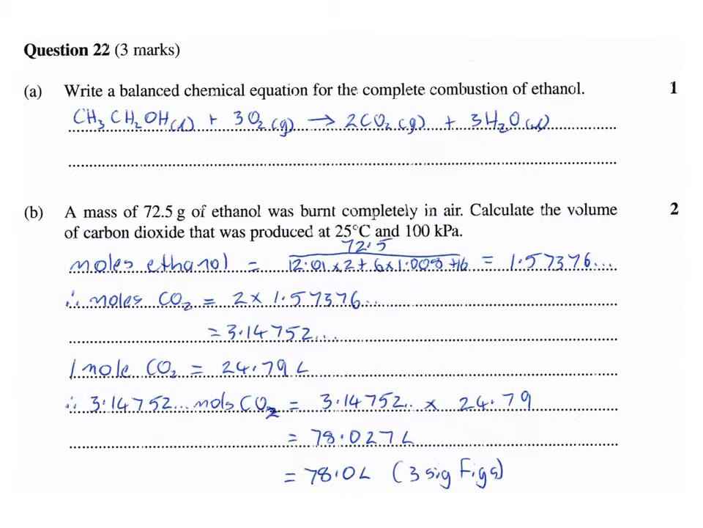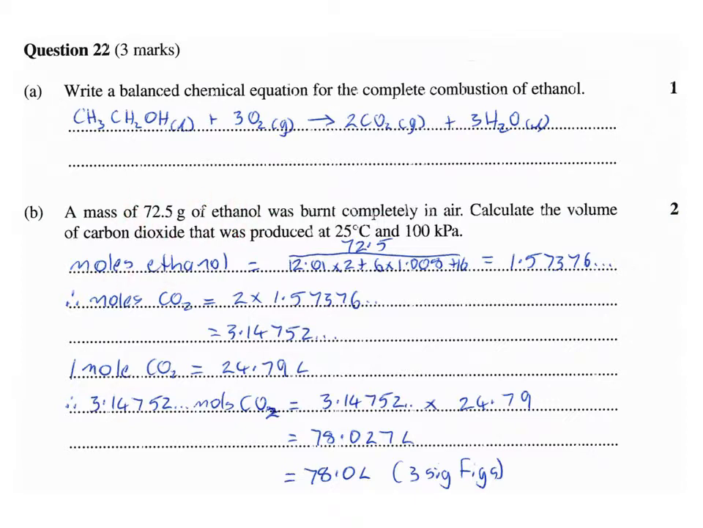Now, the mathematical calculations here. We've got 72.5 grams of ethanol burnt completely in air. Calculate the volume of carbon dioxide that was produced at 25 degrees and 100 kilopascals. So at 25 degrees and 100 kilopascals, we're looking at 1 mole being 24.79 litres. That's just straight on the data sheet. So the first thing to do is work out the moles of ethanol, using the 72.5 grams that we are given.